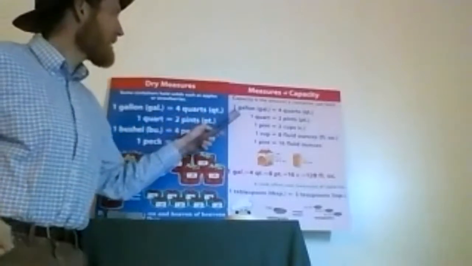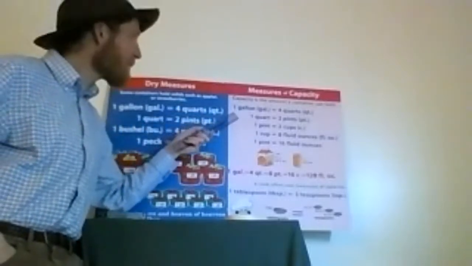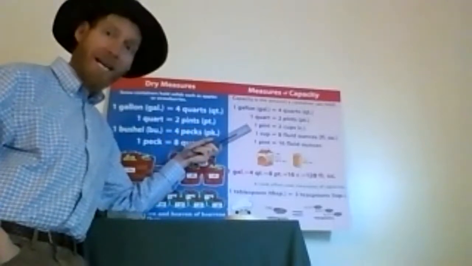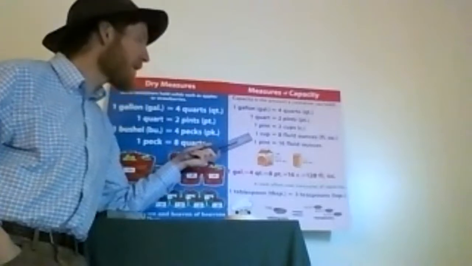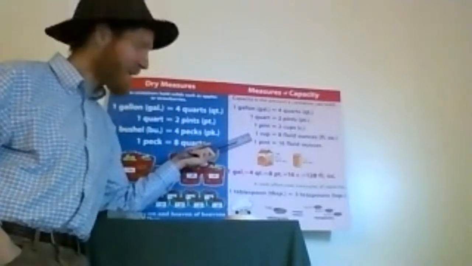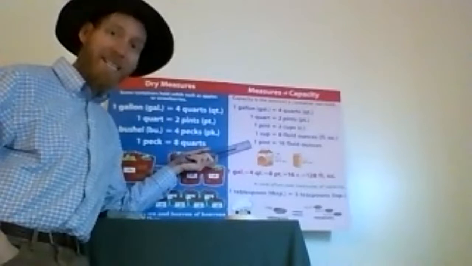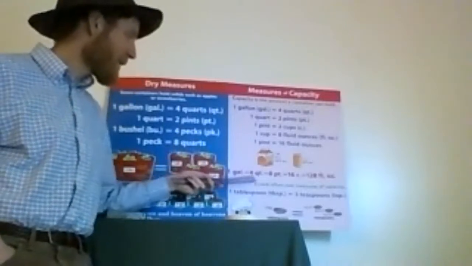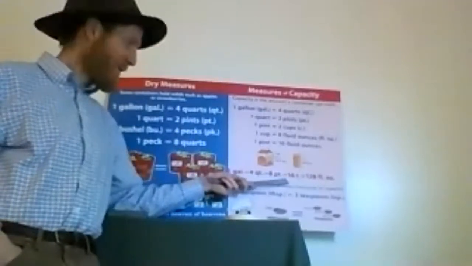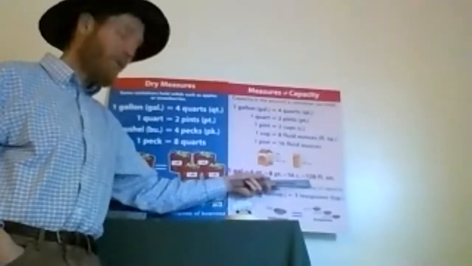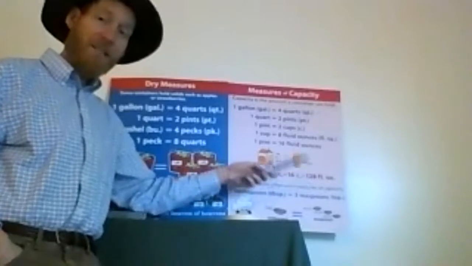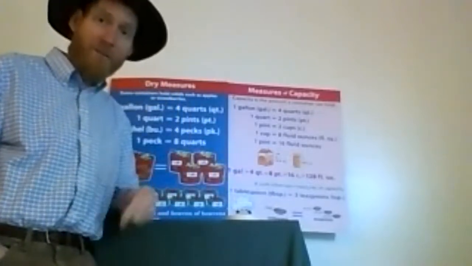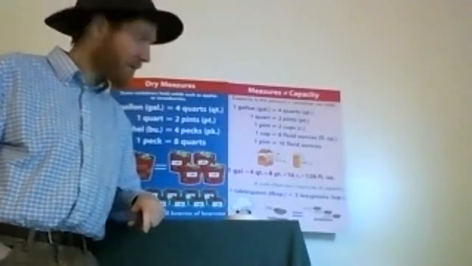Now let's go over here and say them together. Ready? 1 gallon equals 4 quarts. 1 quart equals 2 pints. 1 pint equals 2 cups. 1 cup equals 8 fluid ounces. 1 pint equals 16 fluid ounces. And then a gallon equals 4 quarts, which equals 8 pints, which equals 16 cups, which equals 128 fluid ounces. So a gallon jug has 128 ounces, and that's one it'd be good just to memorize, although not required at this point.